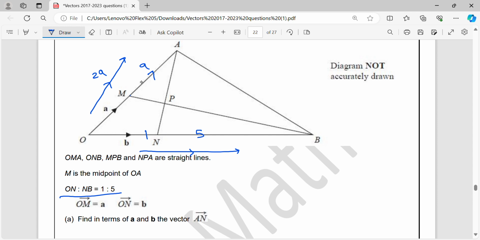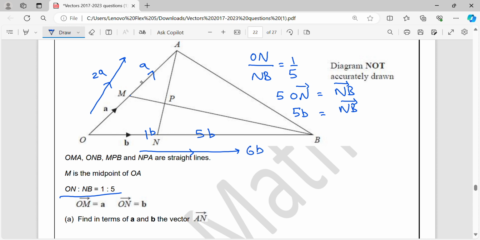If I write it in the form of a fraction, I can write ON ratio NB as ON over NB equals 1/5. To find NB, let's do the cross multiplication. So 5 ON equals 1 into NB, and 5 ON is 5B, so it means that the position vector of NB is 5B. This is 1B, this is 5B. So the total from O to B is 6B.